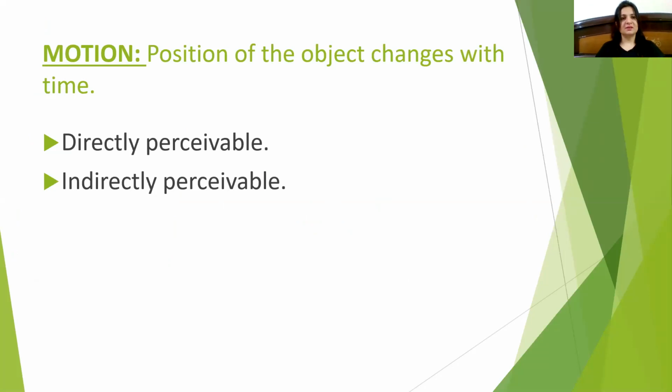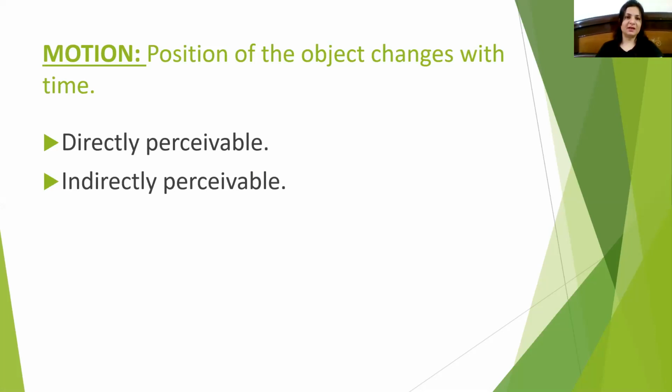Now, there are two ways, directly perceivable and indirectly perceivable motions. Directly perceivable motions are those which can be perceived directly, which can be observed, which can be seen. For example, if I say that a car is moving on a road, then we can see the car moving on the road. We can see the car changing its position. So this is an example of directly perceivable motion.